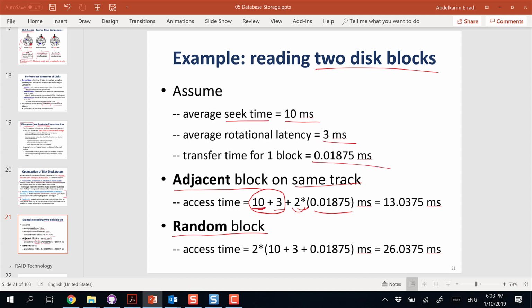Now, if they are random blocks, guess what? This needs to be repeated again, and this needs to be repeated again. And of course, this one. So we have to do the sum of this times 2. You can see already double the time it takes to read blocks. Random access versus sequential access. Now, in memory, we don't have this problem. In memory, you can jump from one area to another without any extra overhead. In disk, that's a different story. Very, very different story.